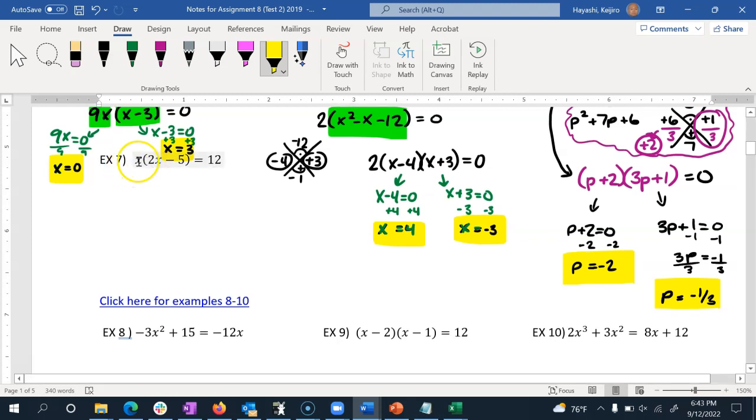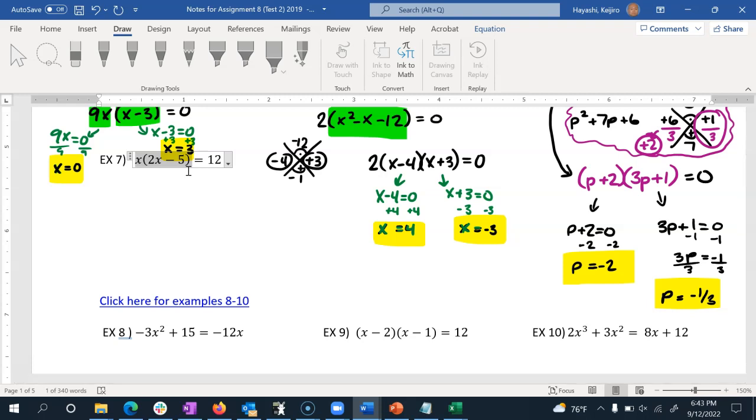Okay, so in example 7, the left-hand side kind of looks factored, right? There's an x, it's being multiplied by this expression 2x minus 5. What's the only problem, though, with the way that it's written? Yeah, it's not equal to 0. So even though it kind of looks factored on the left, because it equals 12 on the right-hand side and not 0, this factored-looking form is useless.